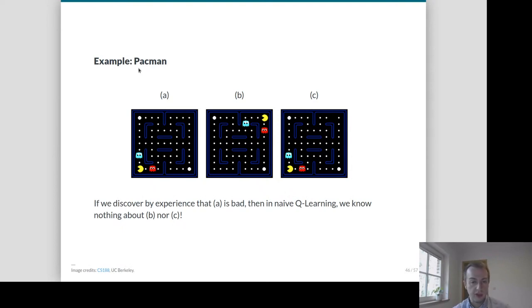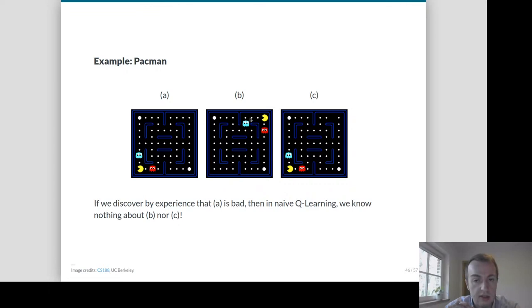Now, if we discover, for example, that this state is bad, because we just encountered this very particular situation, and the long-term total reward that we would collect would be quite low, because obviously Pac-Man would be killed in this case, then if you just follow blindly the naive Q-learning that you have seen, in this other situation we'll know nothing about it, and we'll not be able to estimate a good Q-value.